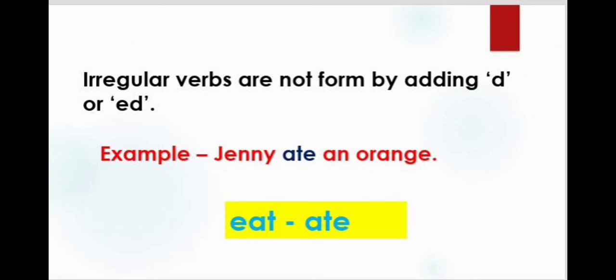Irregular verbs are not formed by adding d or ed. There are some verbs which are not formed by adding d or ed. They are known as irregular verbs. For example, Jenny ate an orange. So past tense of the verb eat has been changed into ate. Let's see some more examples.